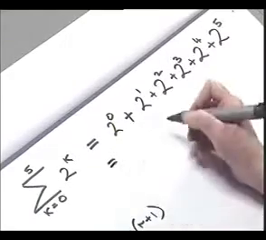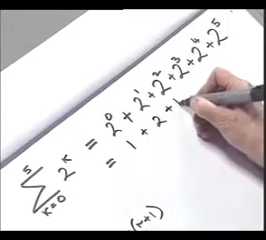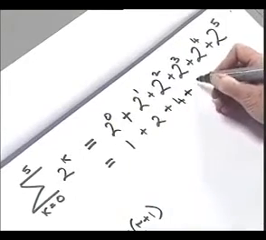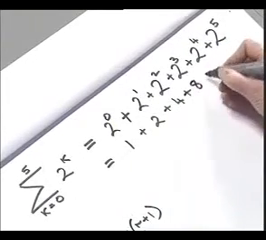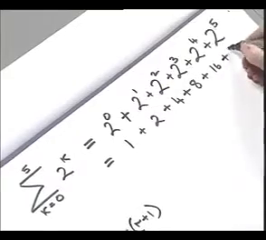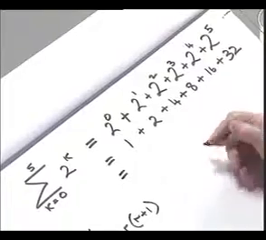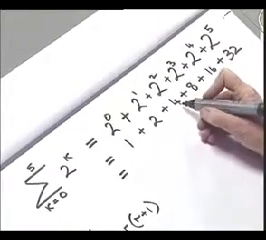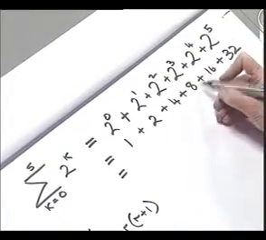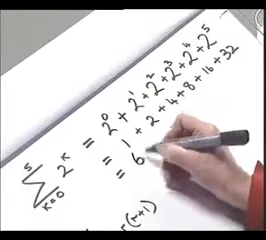And then we evaluate those. 2 to the 0 is 1, plus 2, plus 4, plus 2 cubed, which is 8, plus 2 to the 4, 16, plus 2 to the 5, 32. And when we add those up, 1 plus 2 is 3, plus 4 is 7, 15, 31, and then 63.